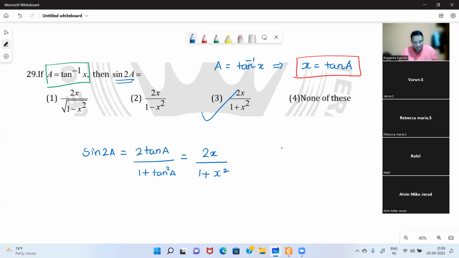You can note it down. Once you have done, we can go to the next one. Important thing is you should know the sine 2A formula. Done? Excellent. Let's go to the next question.